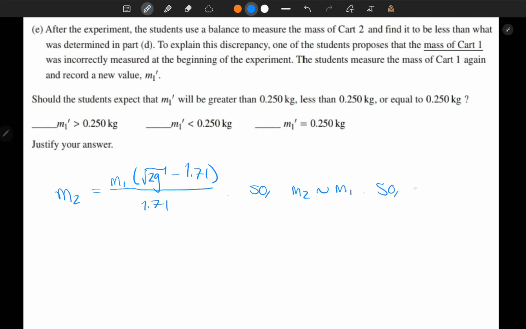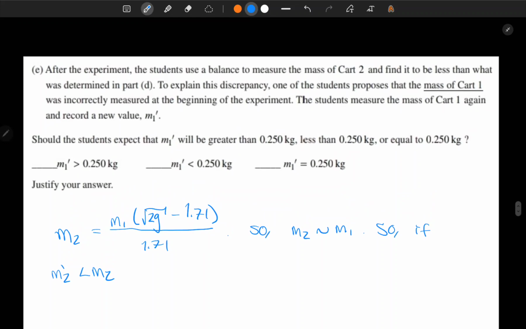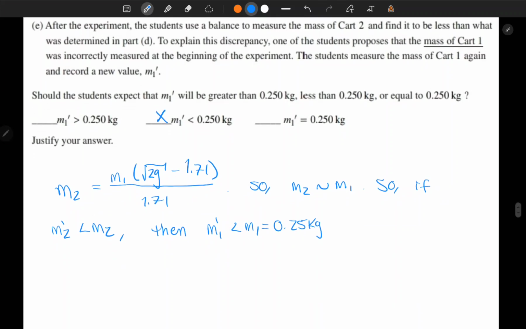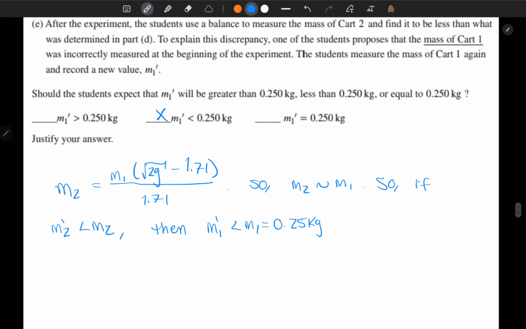So, if m2 prime is less than m2, which is exactly what we find, then m1 prime should be less than m1, which is equal to 0.25 kilograms. So m1 prime should be less than 0.25 kilograms. Students here get 1 point for the correct answer and 1 point for a correct justification.